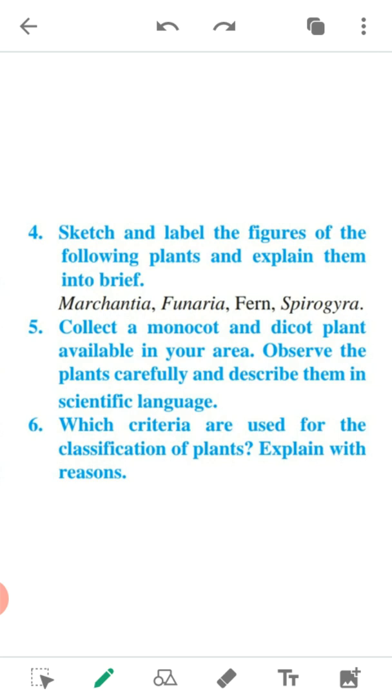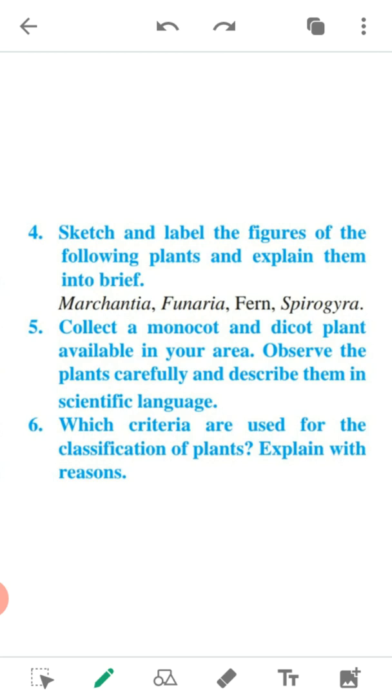Dear students, let us solve the exercise. Students, we have solved the first 3 questions in our last video. Let us take question number 4. Sketch and label the figures of the following plants and explain them in brief.